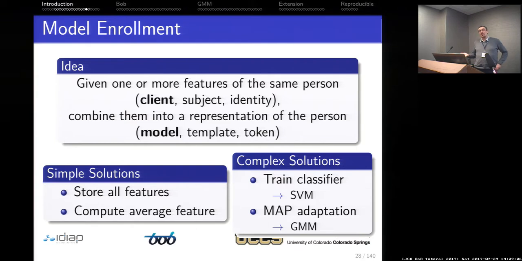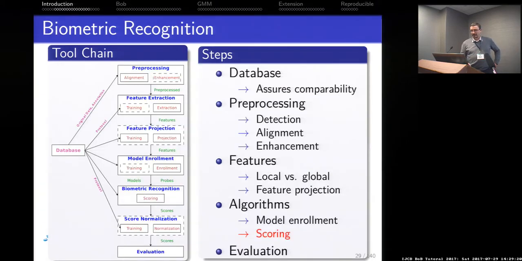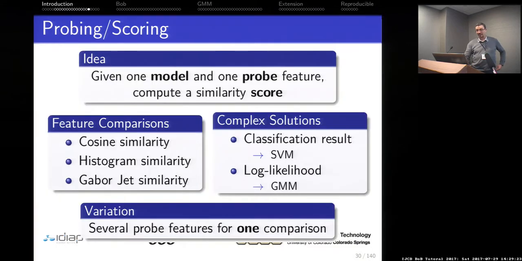Another complex solution, which we will see later in more detail, is the so-called maximum a posteriori adaptation, which is used in Gaussian mixture models. Okay, and the scoring happens like that. You have one model and one probe feature, and you want to compute a score for that. There are different ways to do that, depending on the type of feature that you have extracted, if you did a feature projection, and how you did the enrollment. So that's dependent on your algorithm.